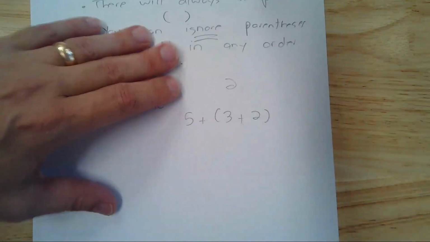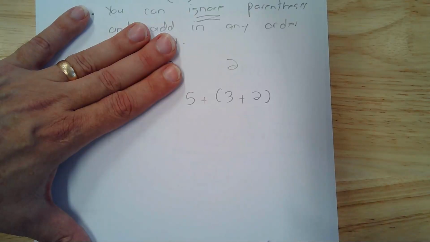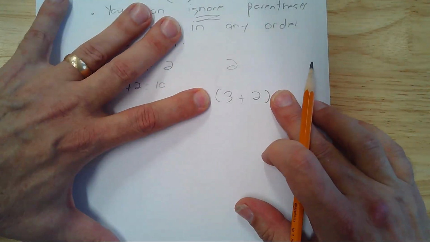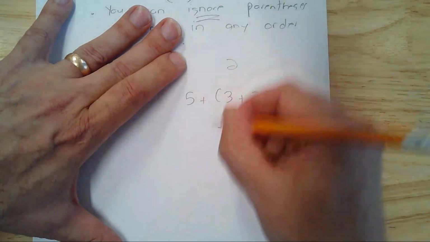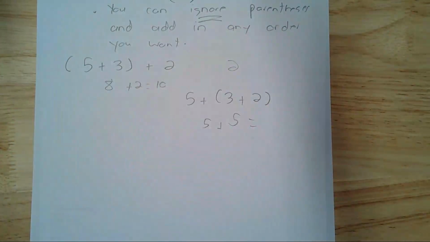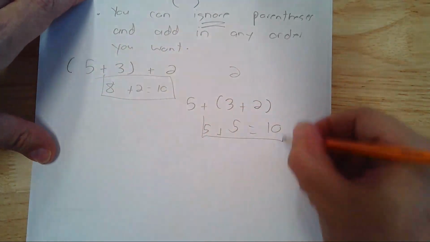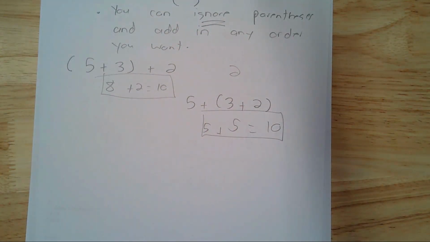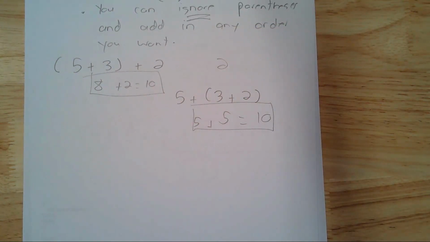And same thing over here. PEMDAS rules would tell me 3 plus 2 is, because it's in brackets, do that first. 3 plus 2 is? 5. And then I'm adding another 5 from over here. What's 5 plus 5? 10. So whether I did that first or not, it doesn't really matter. I could end up with 8 plus 2 is 10, 5 plus 5 is 10.